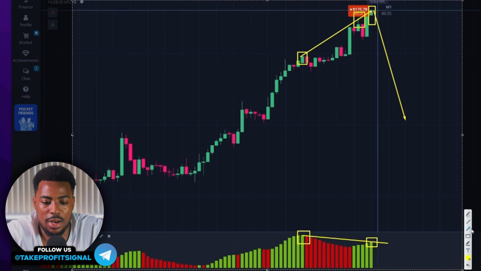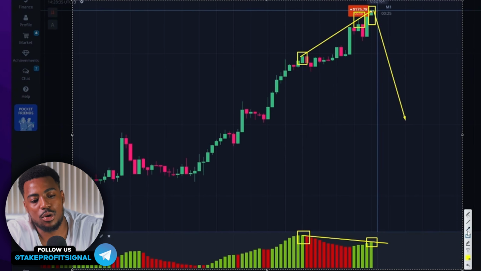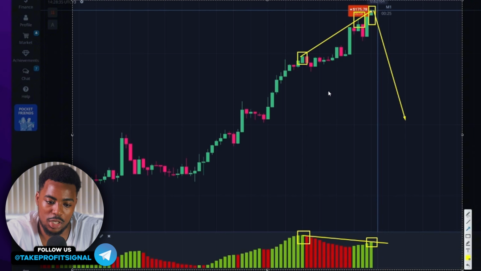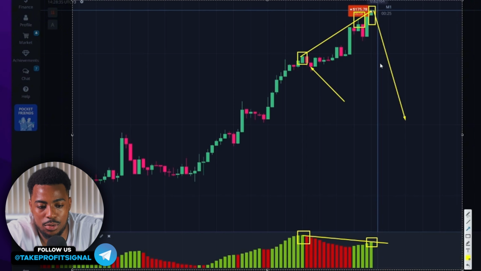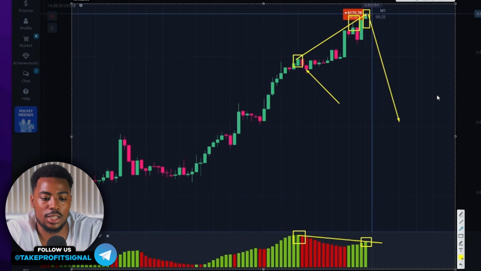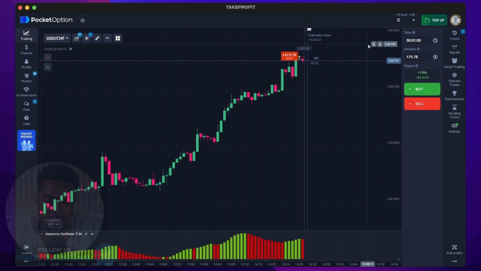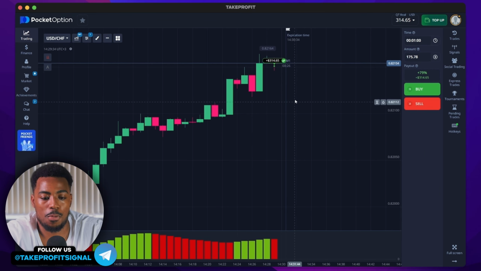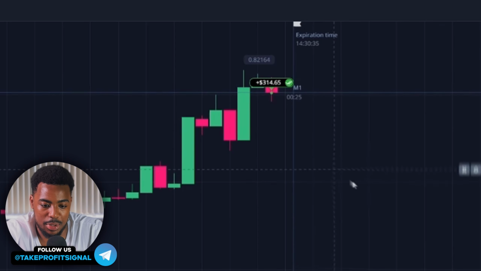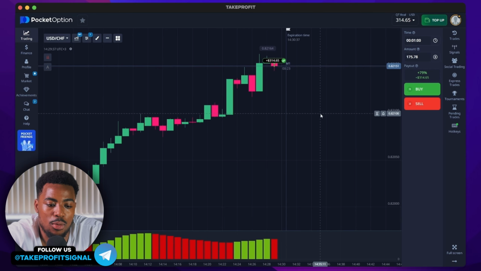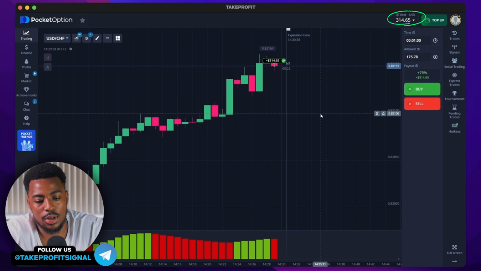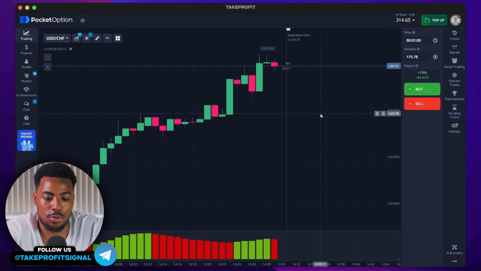Moreover, I believe that because of this divergence, this upside move which occurred after the formation of this high is considered irrelevant, and it is not based on anything. So the downward movement happened. My balance is already $314. The situation has worked itself out.